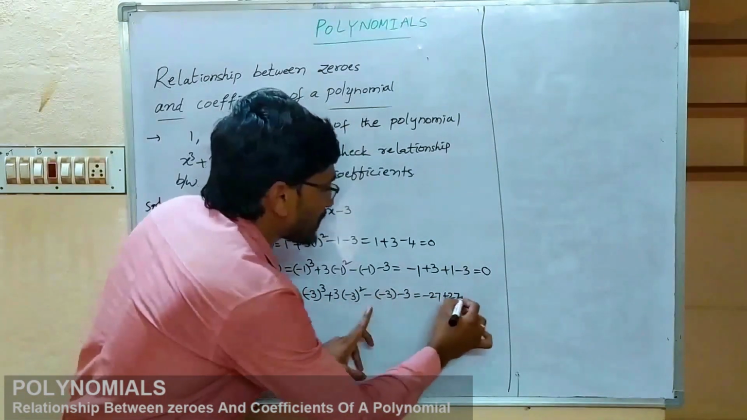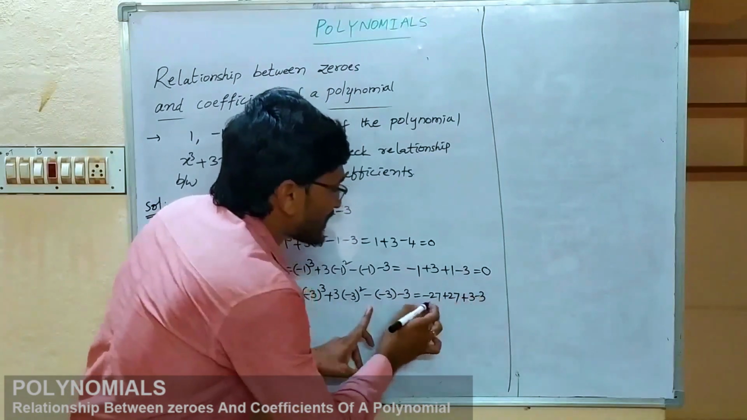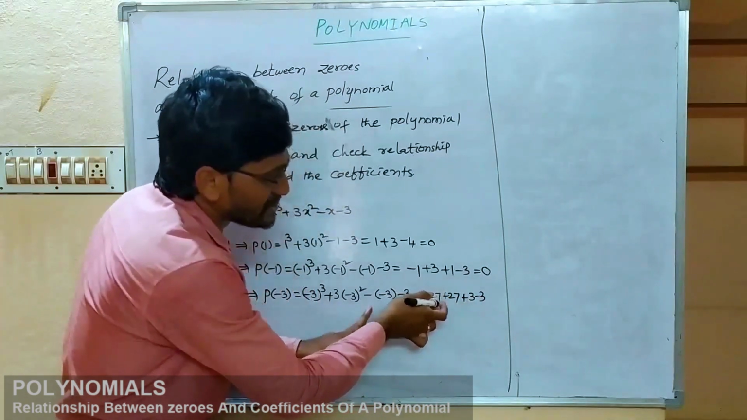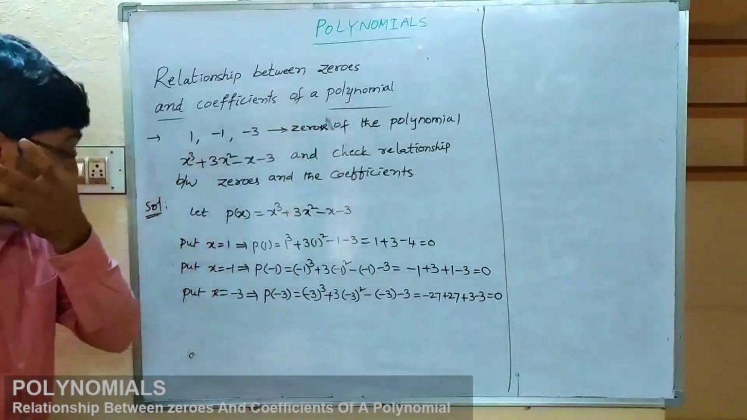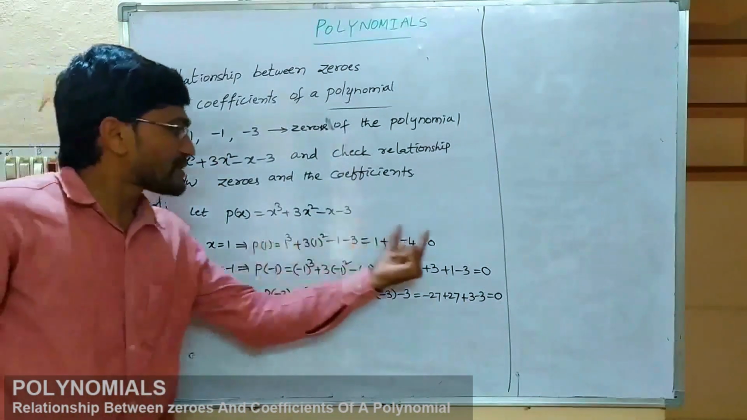Minus 27 plus 27 is nothing but 0. 3 plus minus 3 is 0. So totally 0. So if you observe clearly here, p of 1 is equal to 0.